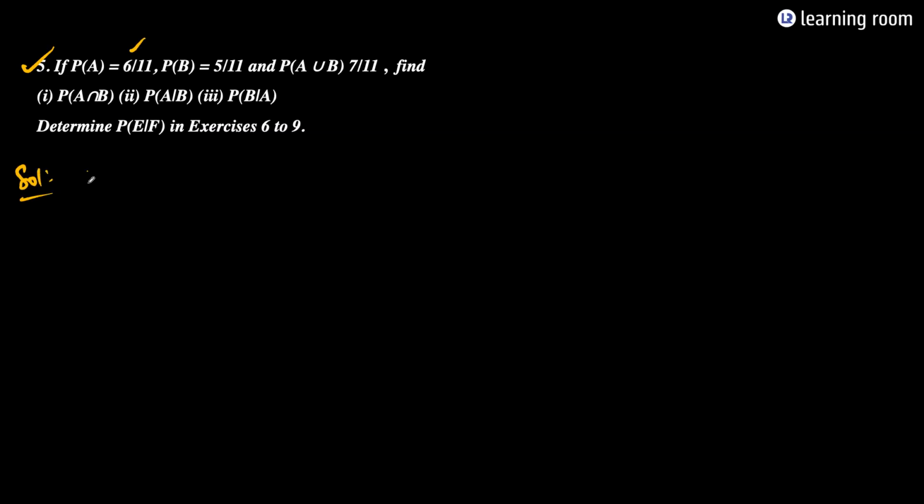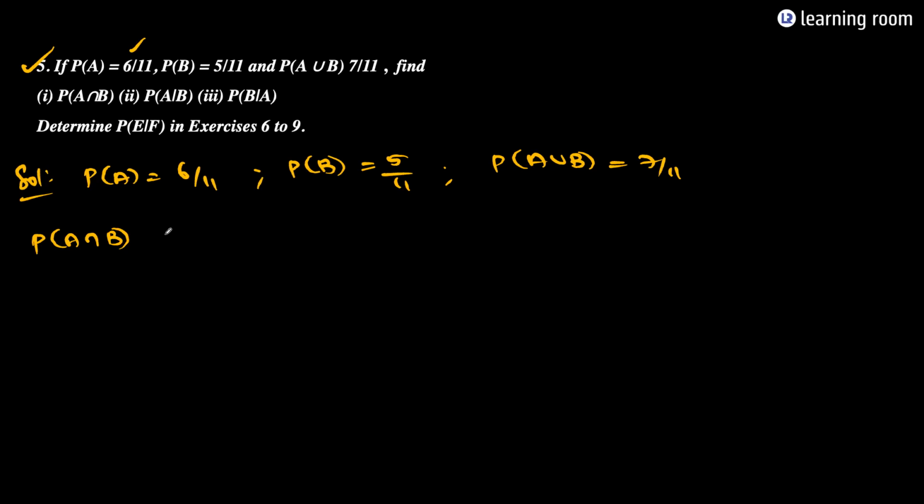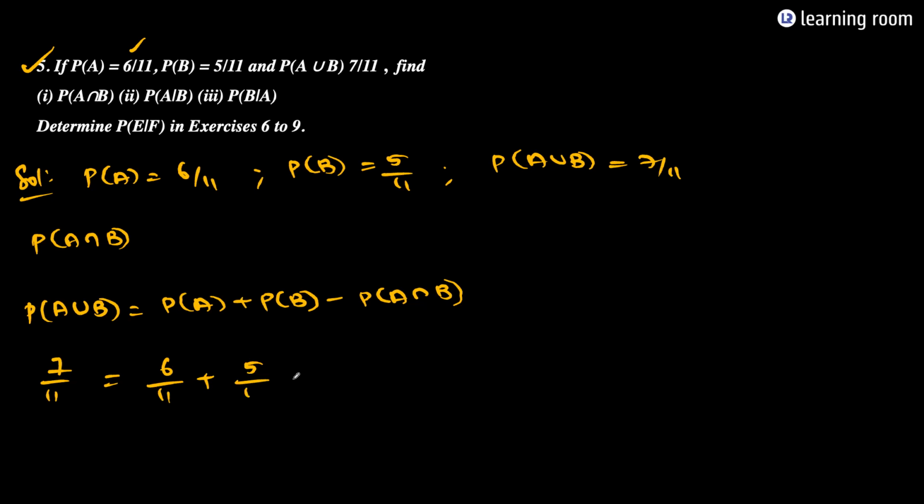Solution. If probability of A is 6/11 and probability of B is 5/11 and probability of A union B is 7/11, find probability of A intersection B. So we will consider probability of A union B is equal to probability of A plus probability of B minus probability of A intersection B. So 7/11 is equal to 6/11 plus 5/11 minus probability of A intersection B, which implies probability of A intersection B is equal to 11 minus 7, that is 4 divided by 11. Correct?